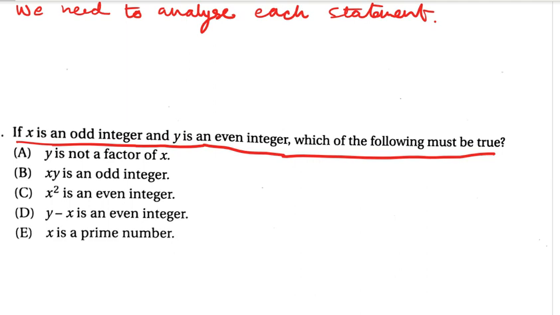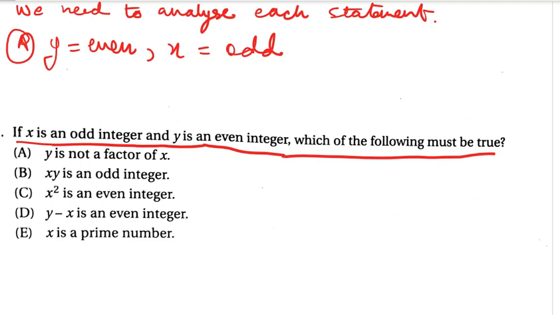Y is not a factor of x. Let us check this one. Y is even, x is odd. Now y cannot be a factor of x, because an even number will not divide an odd number. So you cannot divide 3 with 2. So y cannot be a factor of your x. So this is true.